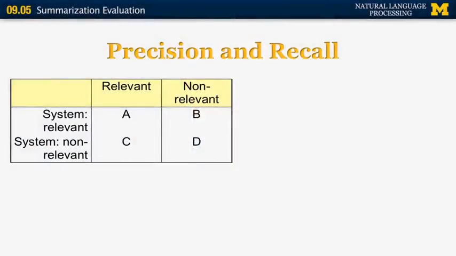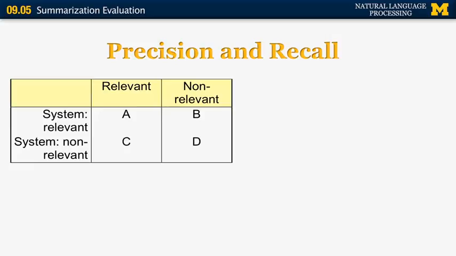Now, how does it relate to summarization? Well, in that case, we have a gold summary, for example, 2 sentences picked by human judges, and we have a 2-sentence automatic summary that consists of possibly some other sentences. So in this case, relevant corresponds to the sentences that are in the gold standard summary. Non-relevant means the sentences that are not there. System relevant means that the sentence is produced as part of the output of the summarizer. And system non-relevant corresponds to the sentences that are not produced by the summarizer.